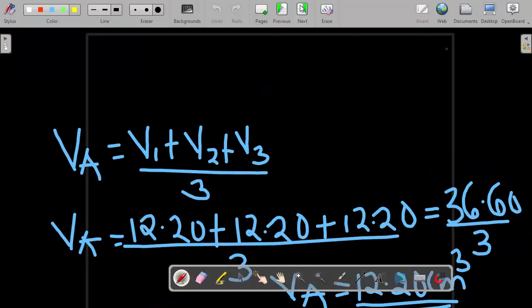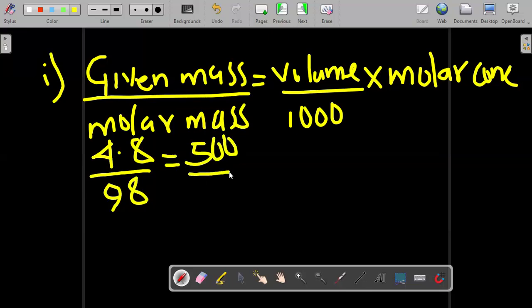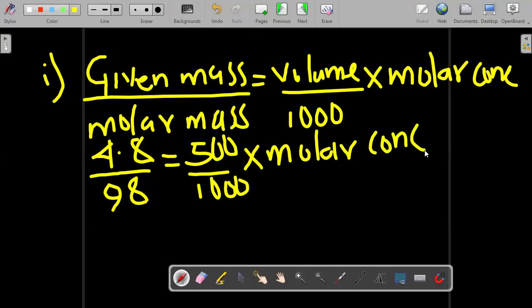Okay, so let's substitute them. In place of given mass, I'll put 4.8. The molar mass is 98. It's equal to volume 500 over 1000 times your molar concentration. In chemistry, you don't put the sign for cross multiplying. Don't try that in chemistry. If you do that, it's minus 1. Is that clear? Yes, sir. Victor, are you listening? If you do that in chemistry, it's minus 1.